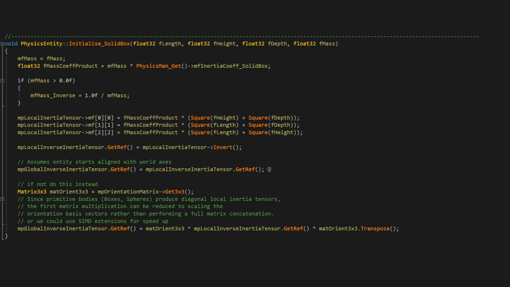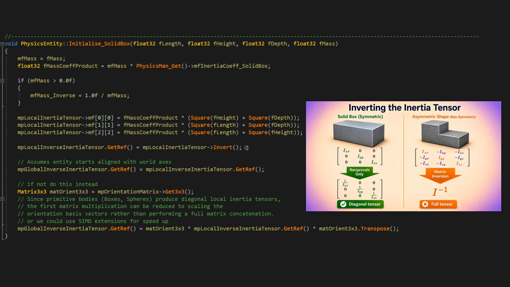We use the invert matrix function to initialize the local inverse inertia tensor. Because the inertia tensor matrix for a solid box is diagonal, it would be faster if we just got the reciprocal of the three elements. But for non-symmetrical shapes, you would need to use the inversion function.